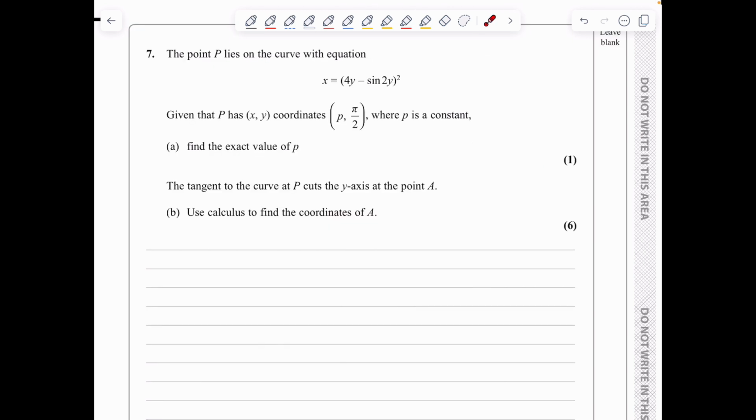In 7a, we've got the point P lying on the curve with equation x is 4y minus sine 2y all squared, where the coordinates of P are p comma pi over 2, and we need to determine the exact value of p.